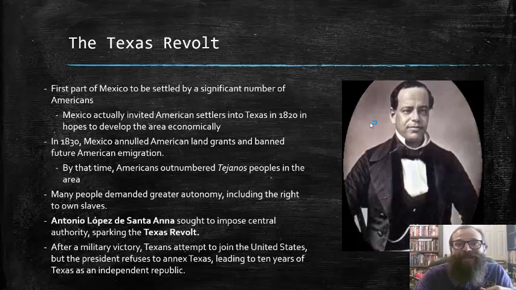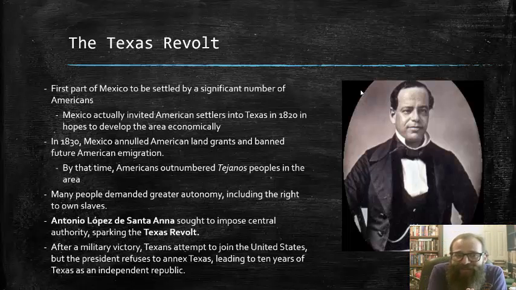Antonio Lopez de Santa Anna, this gentleman you see here, was the president of Mexico at the time and sought to impose greater central authority in those regions of Texas that these American immigrants had migrated to, which sparked the Texas Revolt as American settlers rose up in rebellion against this attempt by Mexico to impose its authority in the region. After the Texans won a military victory, they attempted to join the United States.